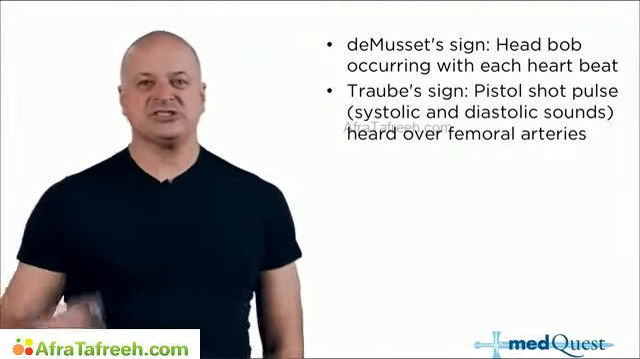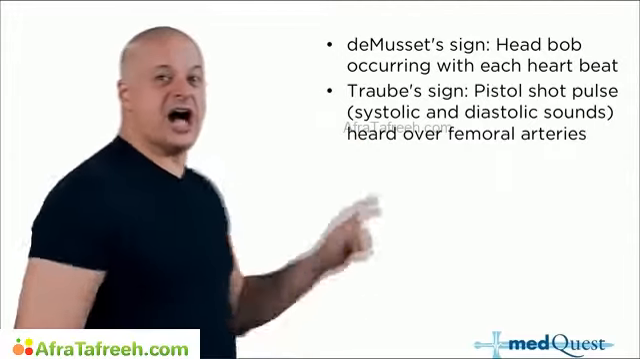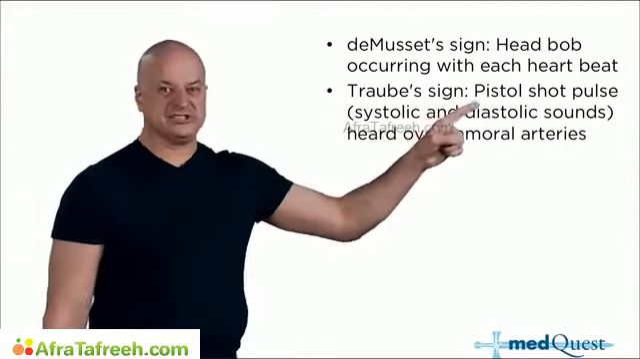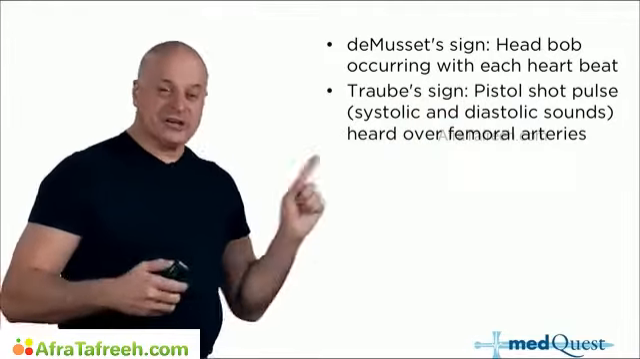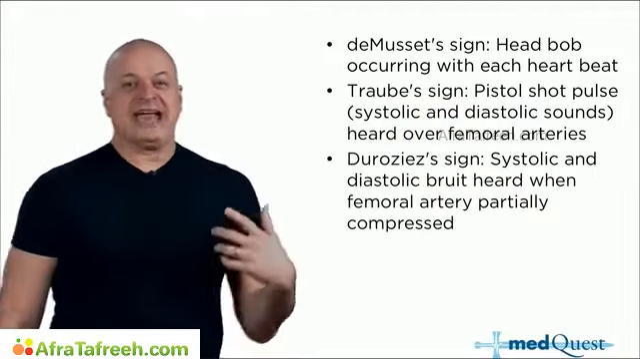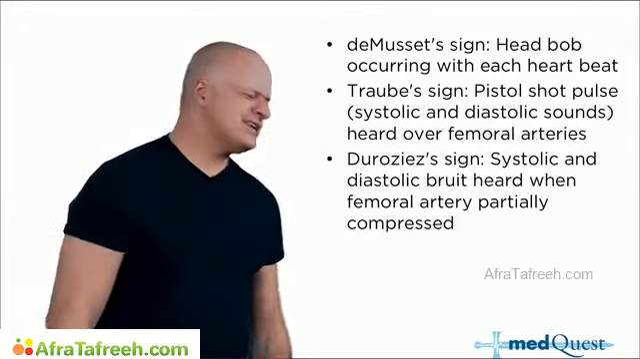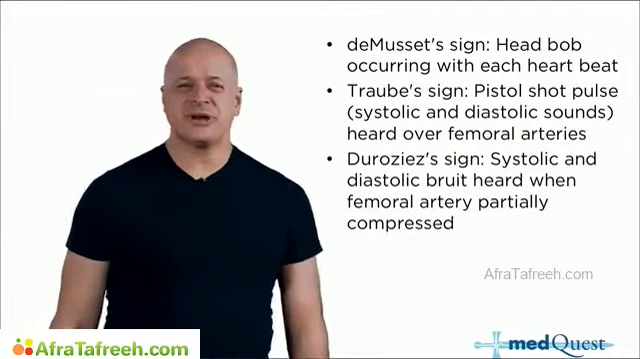And that's De Musset's sign. And also it has a lot of other odd things that don't happen in any other disease. Pistol shot pulses are heard over the femoral arteries. And Duroziez has a sign. I know. Isn't it terrible? You have to memorize all these things.